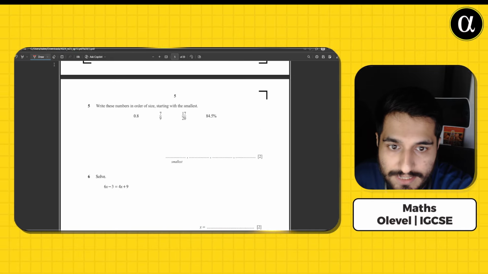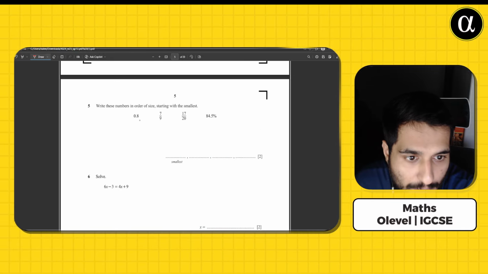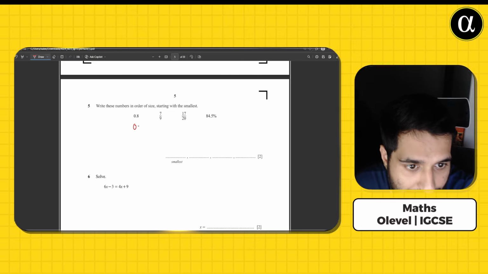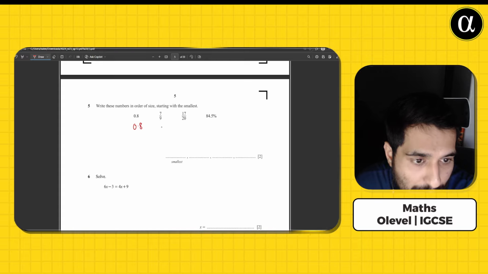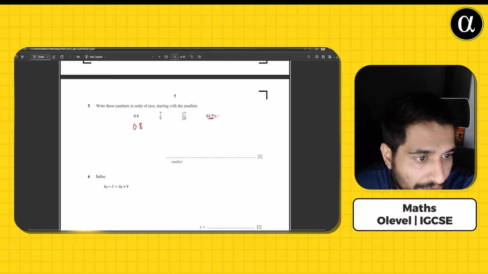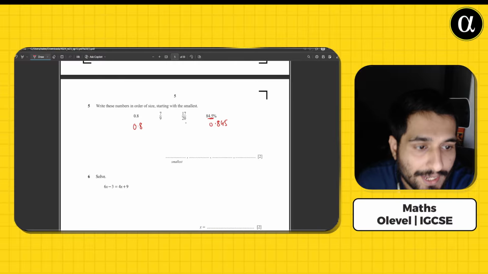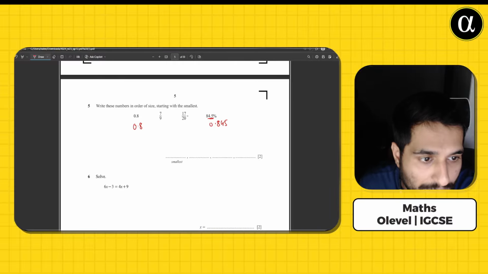Let's solve question number 7. If you want to solve question number 7, we are supposed to write these starting from the smallest, right? So this is 0.8, this is 7 over 9. We'll have a look at that in a moment. This would be 84.5 percent, which can be written as 0.845, and then we have 17 over 20.